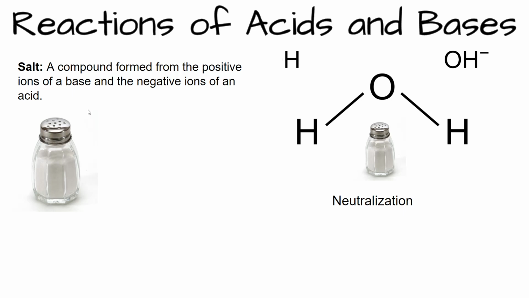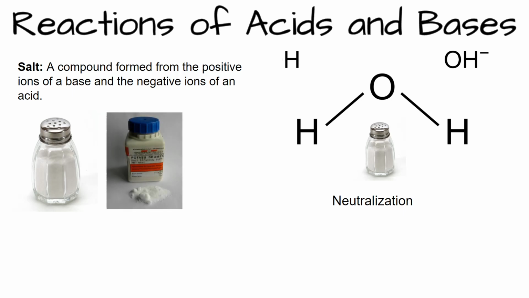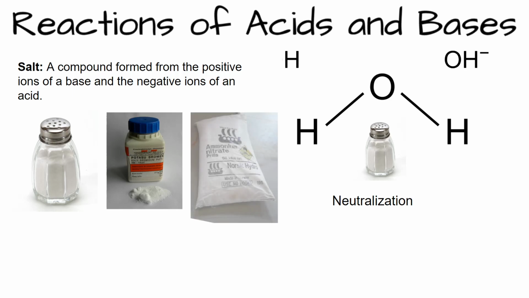The salt potassium bromide is made of metal potassium ions and the nonmetal bromide ions. Salts are usually formed from positive ions of a metal and negative ions of a nonmetal, but sometimes salts are made of polyatomic ions. Examples of such salts are ammonium chloride, calcium sulfate, and ammonium nitrate.